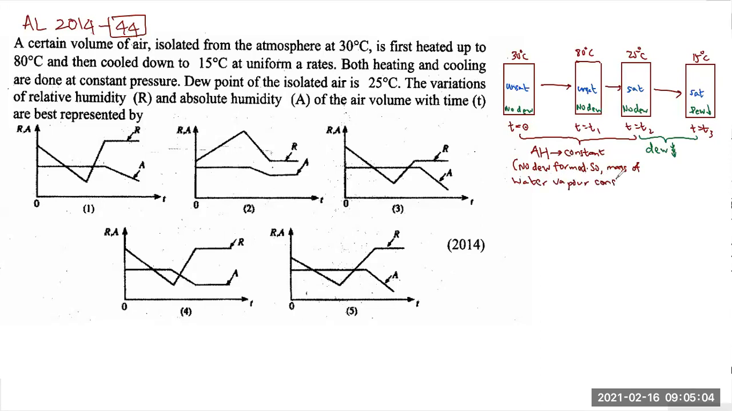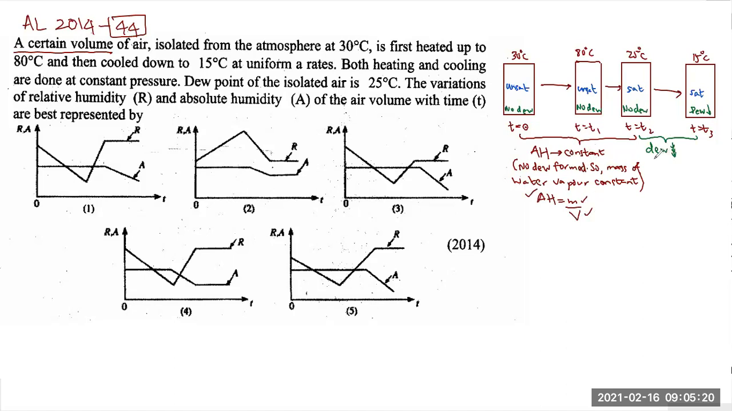This is a closed chamber, and the volume of the system, the room, doesn't change. A certain volume of air, so volume is constant. Therefore, we know AH is equal to mass over volume. If both mass and volume are constant, then AH also has to be constant until time t2.